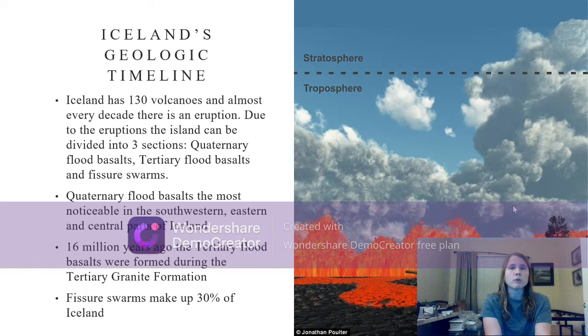Quaternary flood basalts are the most noticeable in the southwestern, eastern, and central parts of Iceland. 16 million years ago, the Tertiary flood basalts were formed during the Tertiary granite formation. Lastly, the fissure swarms make up 30% of Iceland.